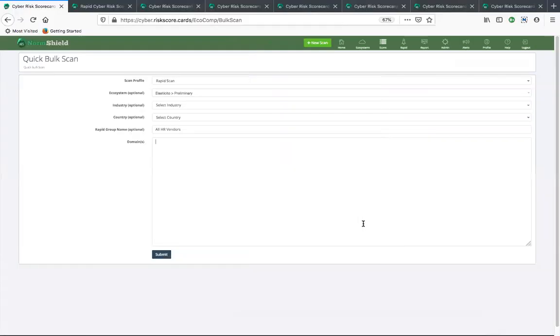So in today's demonstration, I'm going to be making use of the NormShield Cyber Risk Scorecard portal to be able to evaluate the third-party vendors at risk. What's important is the outcome of this process and being able to do a bulk scan of all of your vendors if you have a large amount that you wanted to start off with.